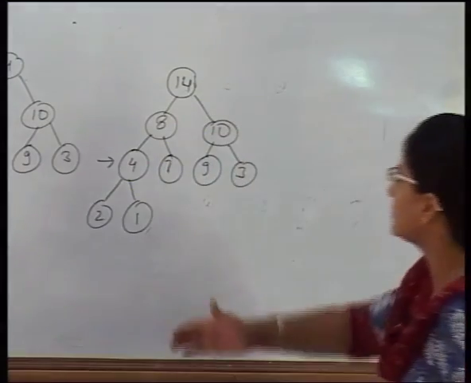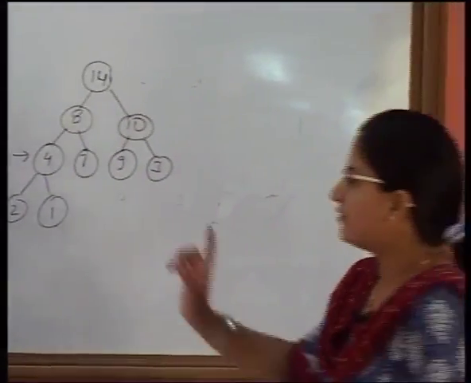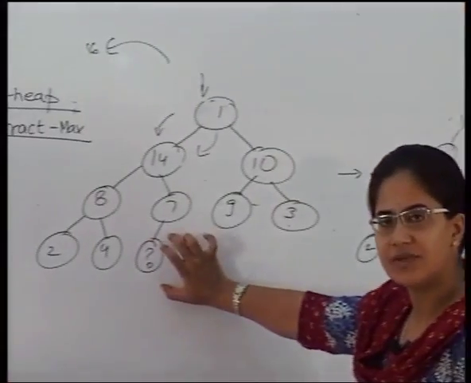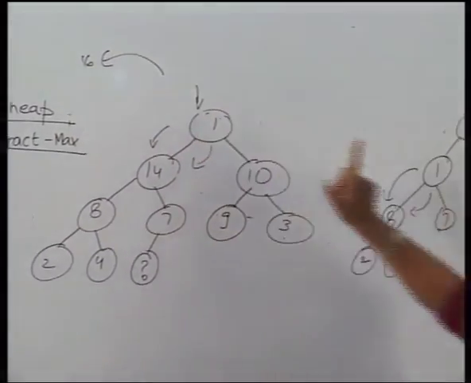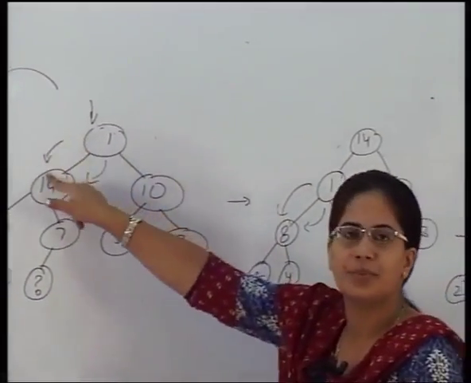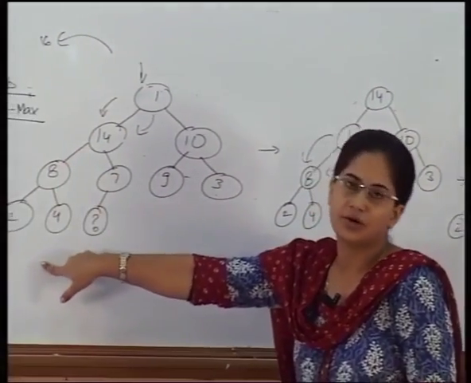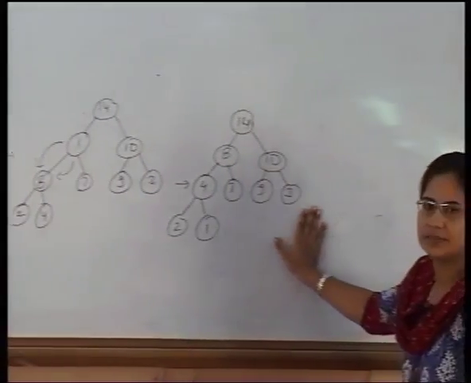After extract max, we are supposed to proceed in this manner. First, I will repeat, we have to replace it with the last value at the last level here. Then perform the heapify operation as per the requirement of the property concurrently. And finally, we are supposed to get this heap.